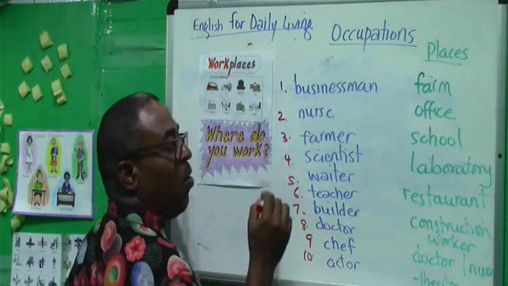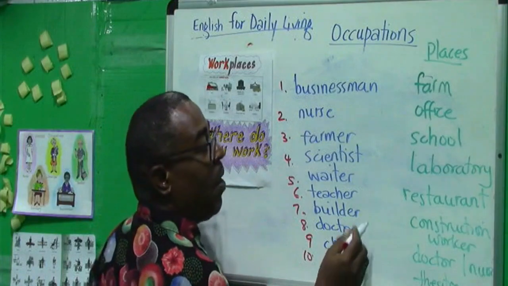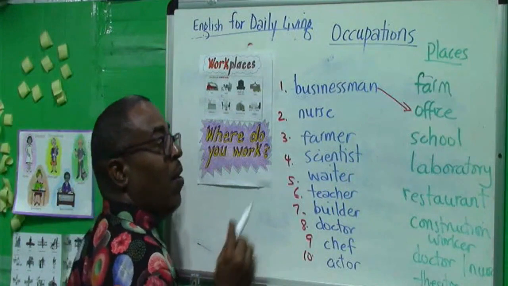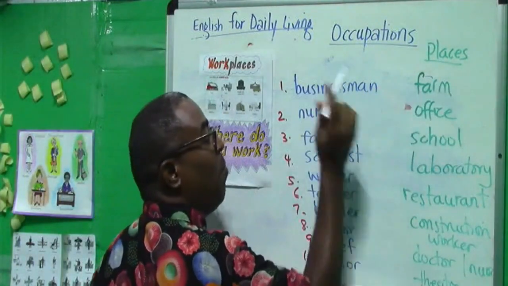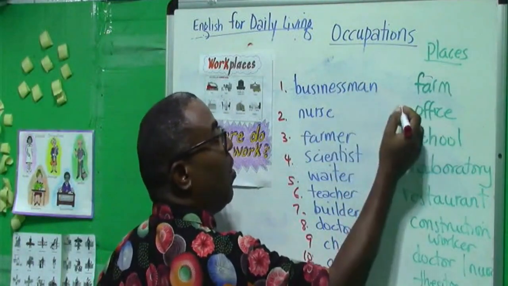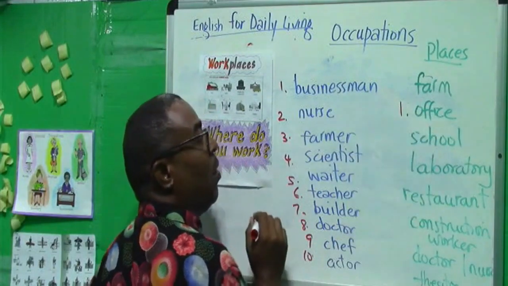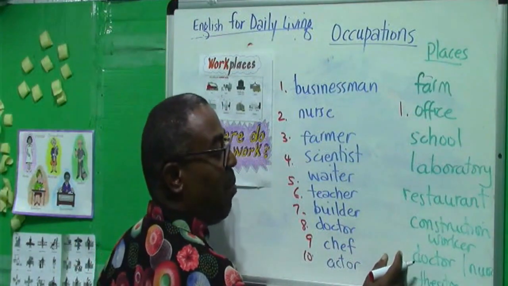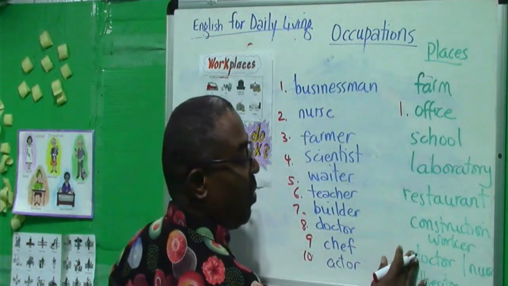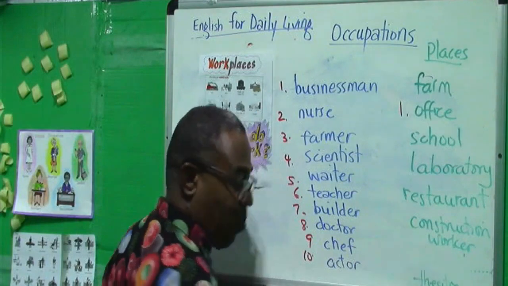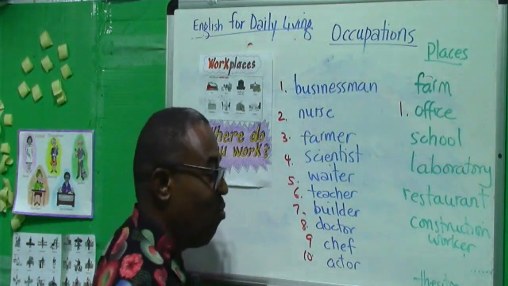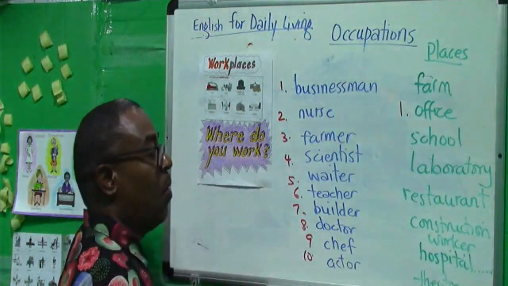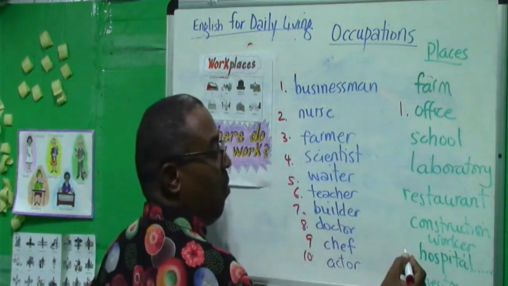Number one, businessman goes where? He would be in the office. Very good. The nurse would be where? Let's do this instead of doing lines. Very good. The nurse or the doctor would be, I think we should have written here, hospital. That's what we should have written. Places of work. So the nurse would be right here.